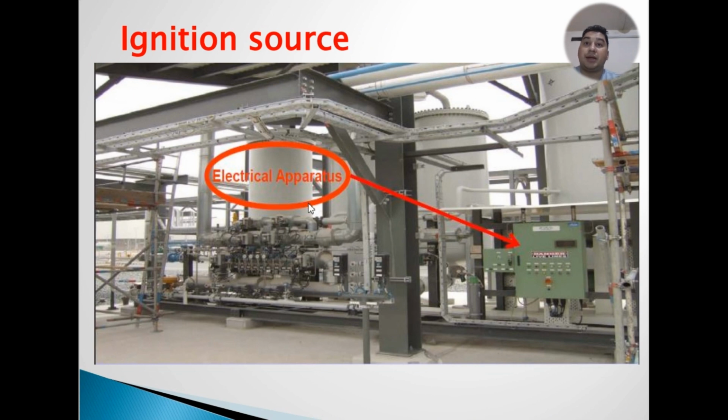Then the ignition source, electrical apparatus. If there is an electrical source there, definitely you need the electrical things to run a machine. But what we have to make sure is that whatever electrical things we are using at the plant should be properly controlled, and proper control measures are applied on the electrical sources.